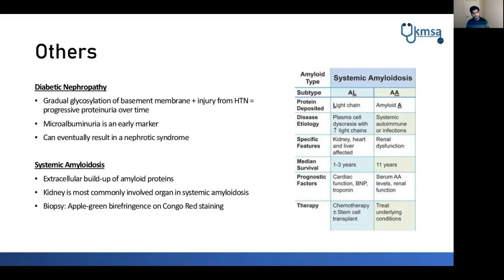The other systemic disease is amyloidosis. So if you see on the chart on the right, there's two types, AL and AA amyloid. Either one of these can result in kidney dysfunction, and usually because the kidney filters everything out, it is one of the first and most common organs to get involved here. The key thing to remember is that if you biopsy them, you'll see these apple green birefringence and Congo red staining. If any of you did STEP, you'll remember that.